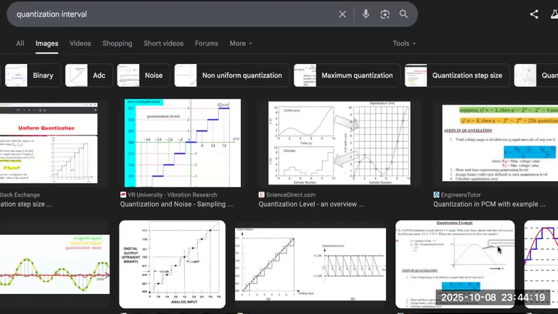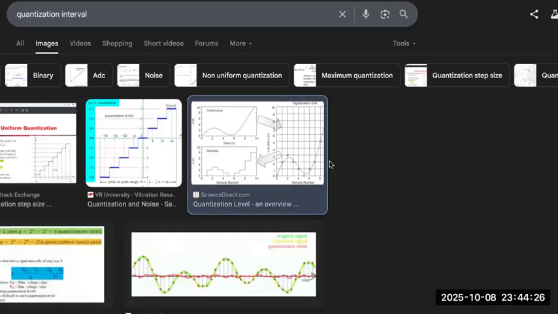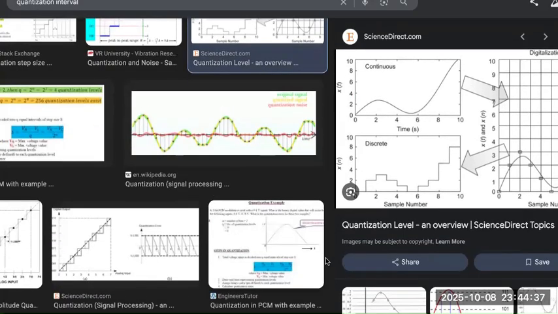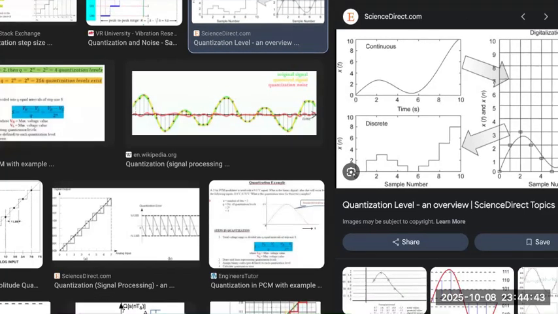So basically, this is a quantization interval graph. It looks something like this. We convert a continuous graph into a discrete one, and this is quantization. And so let's go back to the problem for a moment.